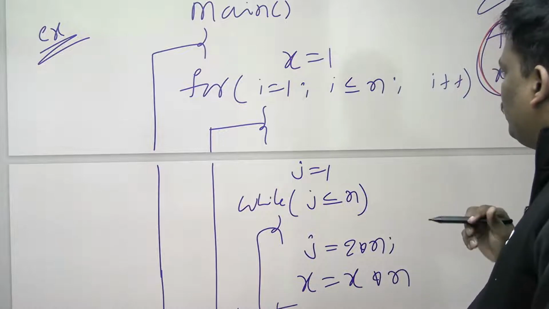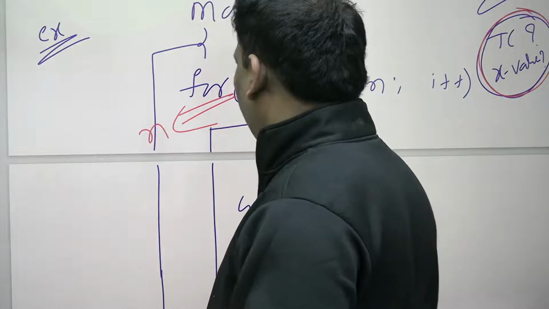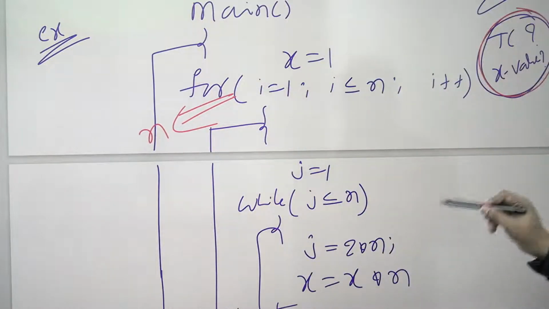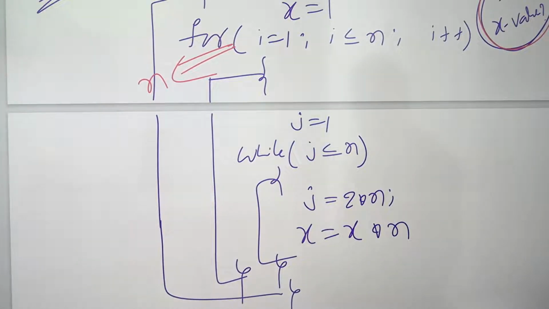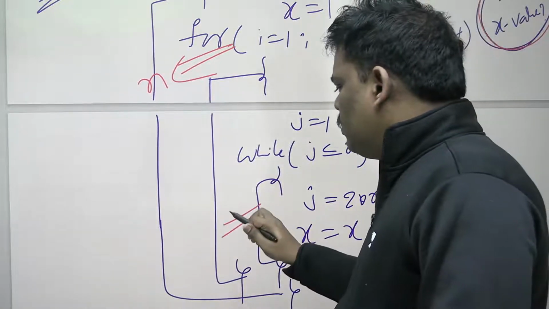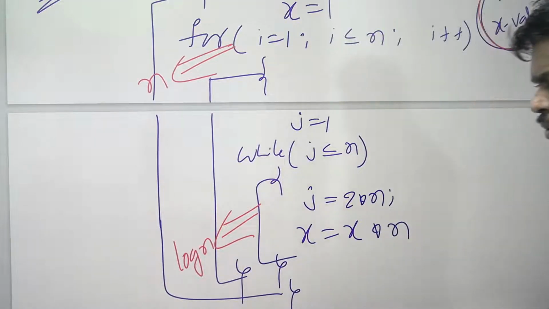So if you observe clearly, this for loop is n times. I think this while loop is log n times. For loop is n times, while loop is log n times. Until now it's okay. n and log n, this is absolutely fine.